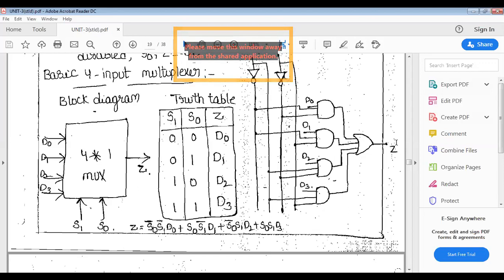Following this, my dear students, is mandatory. Otherwise, you can do whatever design you like. You can take 0 0 as D3, 0 1 as D2, 1 0 as D1, and 1 1 as D0. That is a change of the Boolean function. According to the Boolean function, the logical diagram will change. Alright.